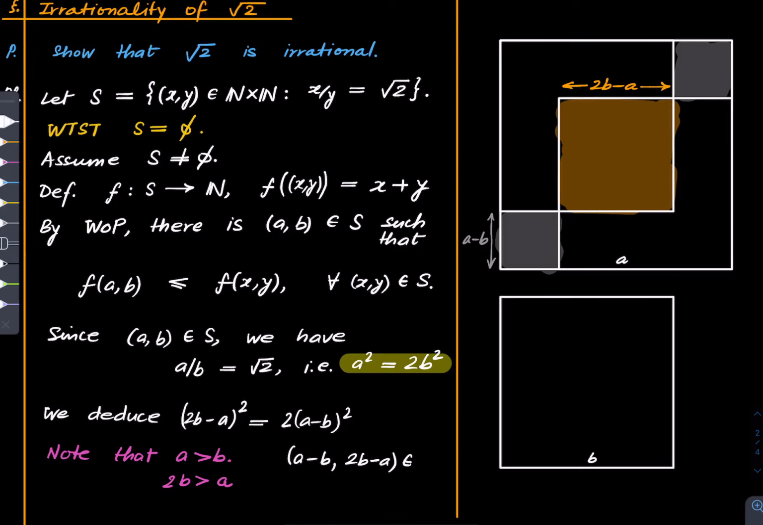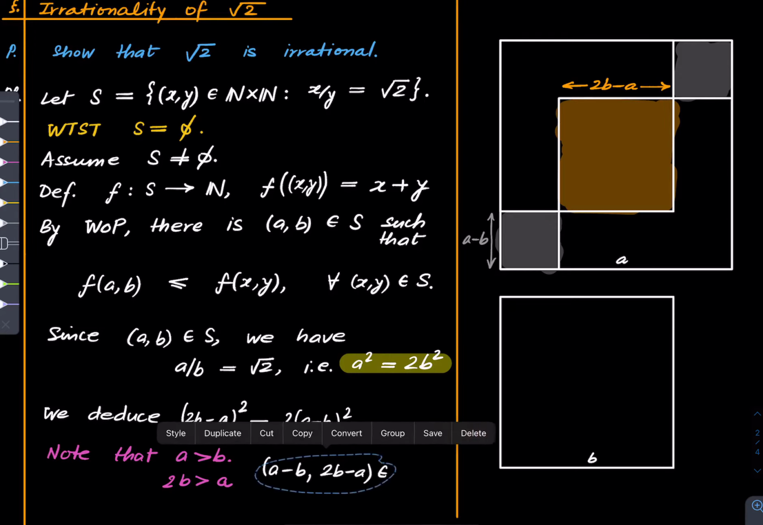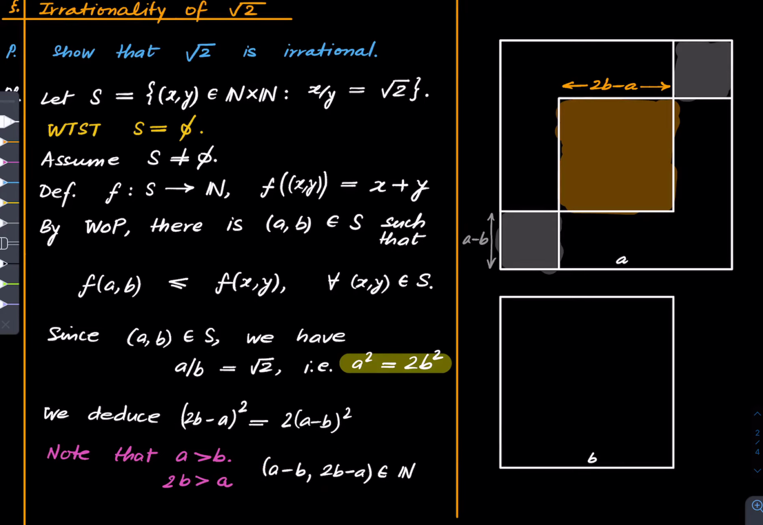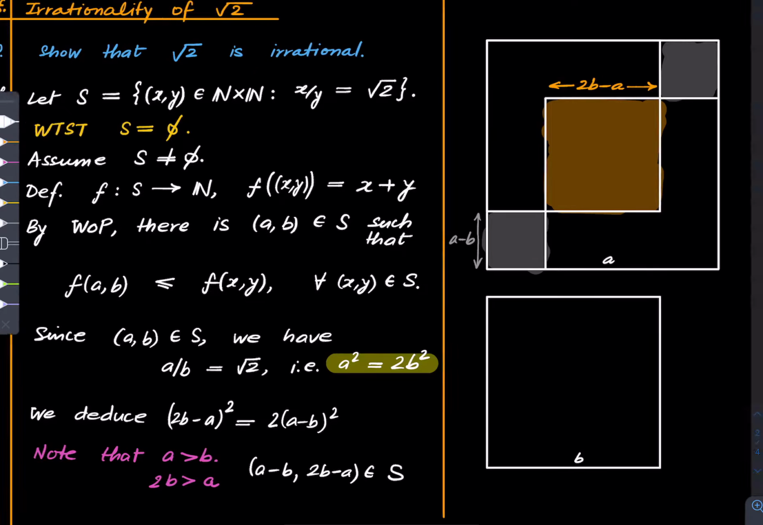So basically this pair is in N cross N, which satisfies, because of this equation, it is not just in N cross N, it is actually in S. This guy is actually in S because this equation is satisfied. So I will write an S here. Okay. Fine.